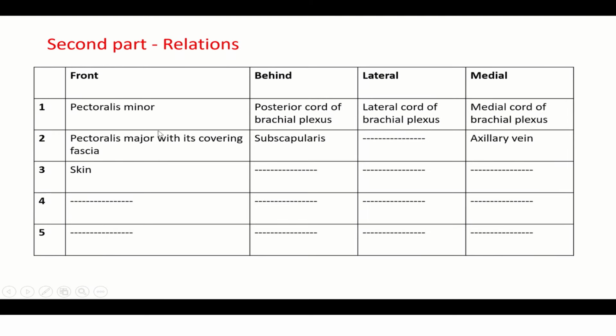Second part, as I said, is lying behind the pectoralis minor. So in front there will be pectoralis minor, and above and over it, pectoralis major with its covering fascia and skin. Behind, the posterior cord of brachial plexus; laterally, the lateral cord of brachial plexus; medially, the medial cord of brachial plexus, along with the axillary vein. Behind there will be subscapularis also, which forms the posterior wall of the axilla.